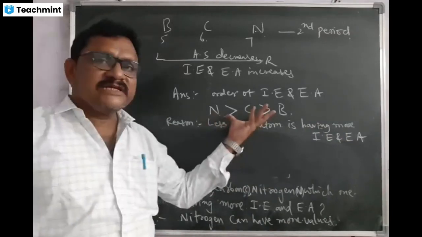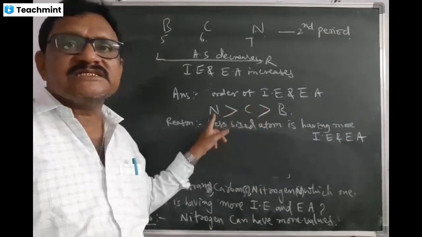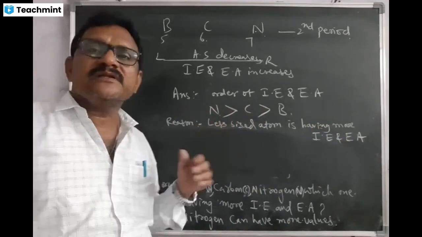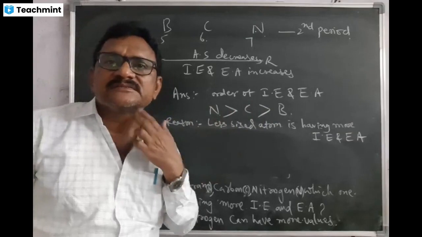So among these three, which one is less in size? Nitrogen is less in size. That's why more in electron affinity, more in ionization energy. Okay.